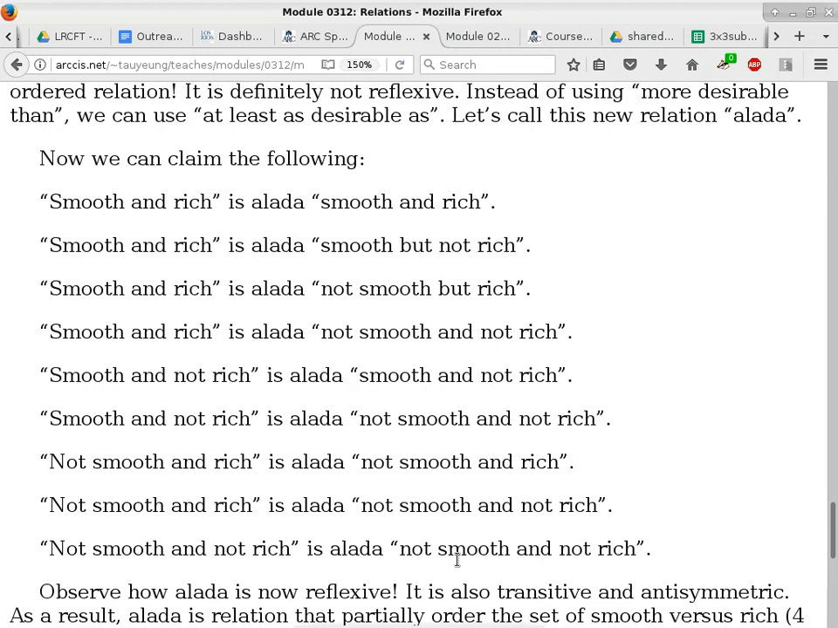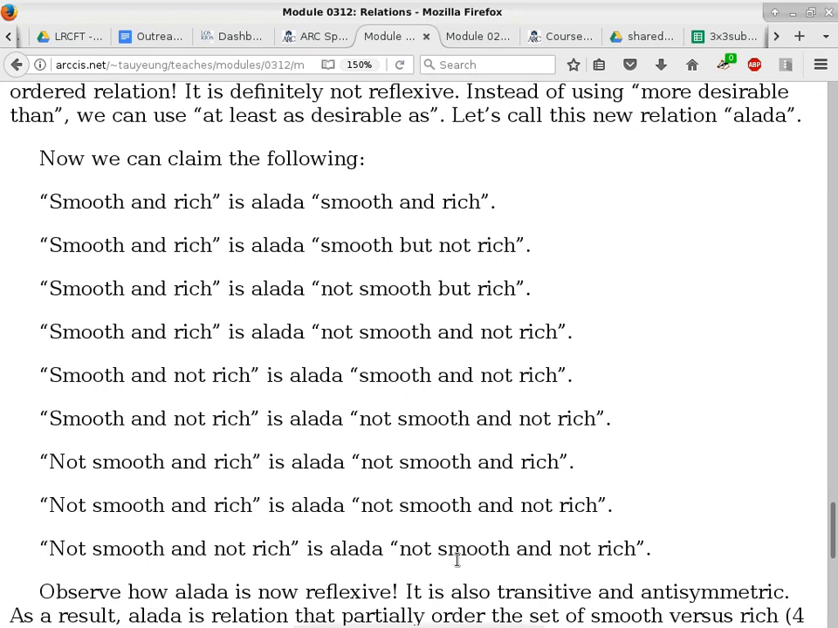So now the question is, can we skip the link element and directly connect the first to the last? In other words, is smooth and rich at least as desirable as not smooth and not rich? You go to the list, it is right here. So it satisfies the requirement of being transitive. But there's another transitive relation of going through smooth and not rich. But it is transitive, okay? The relation is transitive. What was the last one?